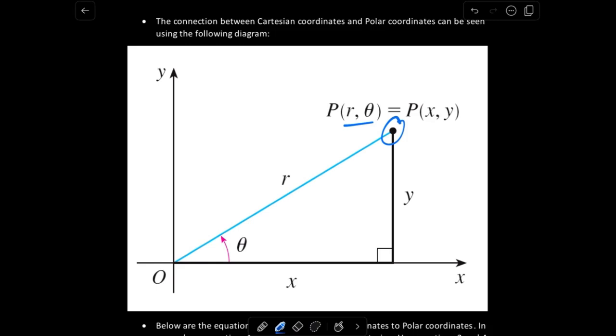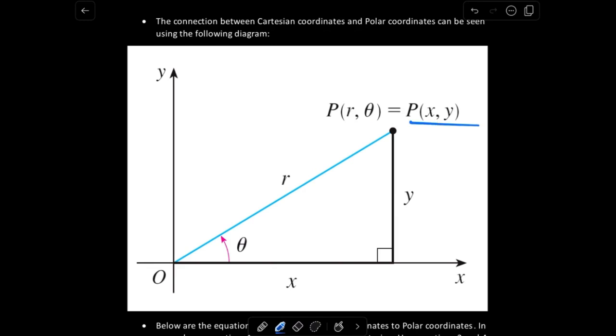In polar coordinates, it has an r and theta value associated, but in Cartesian coordinates, it has an x and y value associated with it. Again, it's still the same point. How now are we going to relate this r and theta to the x and y? How do we relate the two? We relate the two by drawing a triangle and using the theorem of Pythagoras and some trig ratios.